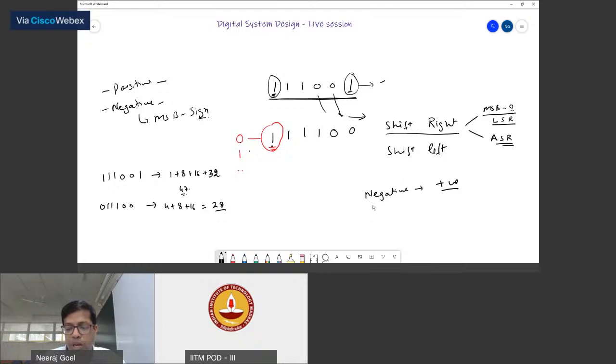Okay, let's quickly look at the logical shift right. In case of logical shift right, logical shift left, sorry. Let's see the case of shift left. So in case of shift left, what we are doing is shifting in the left direction.